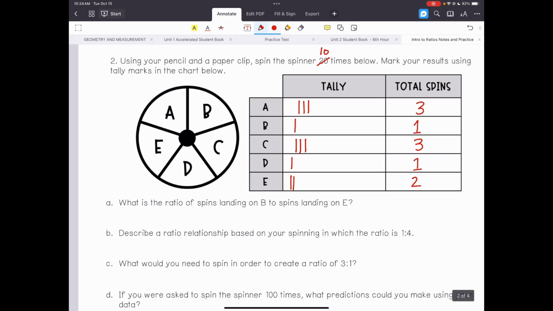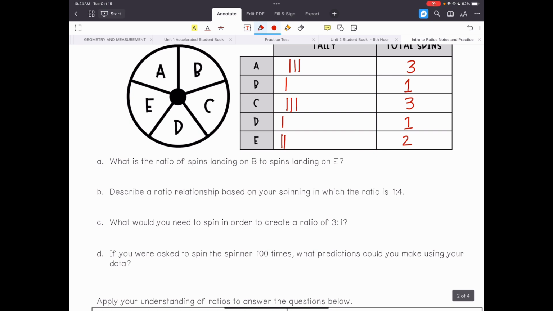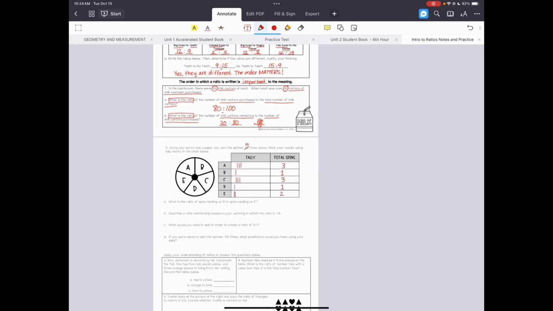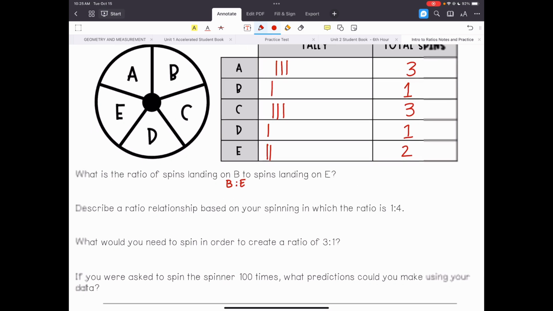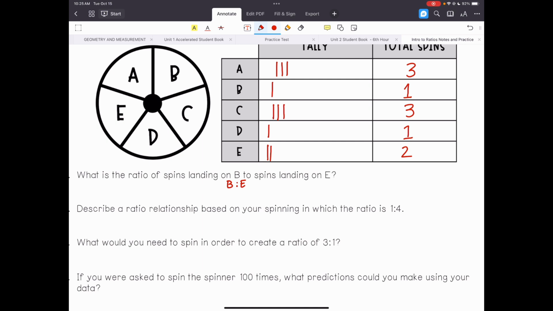So that's important that we know that so that when we do our ratio statements, we're going to use that table to do our ratios. So what is the ratio of spins landing on B to spins landing on E? So B is, woo, zoom out there. B is going to be first compared to E. So writing your ratio statement with the actual labels like that can help you make sure that the numbers are in the correct order, because order, did they all say matters? I really hope they did. Order matters. So B is 1 compared to E is 2. So our order matters, so 1 to 2.